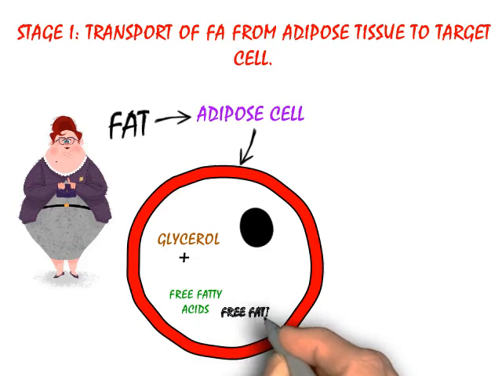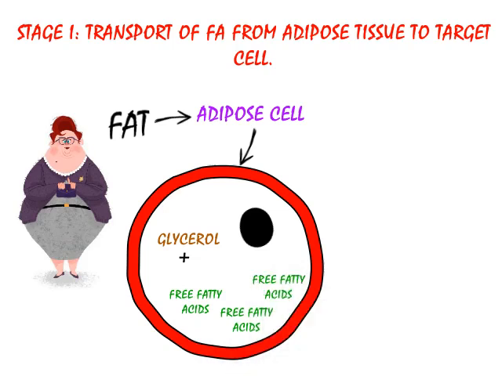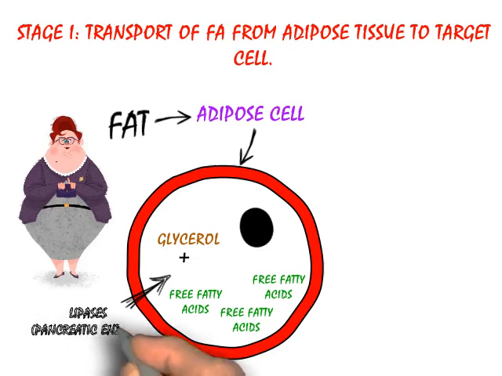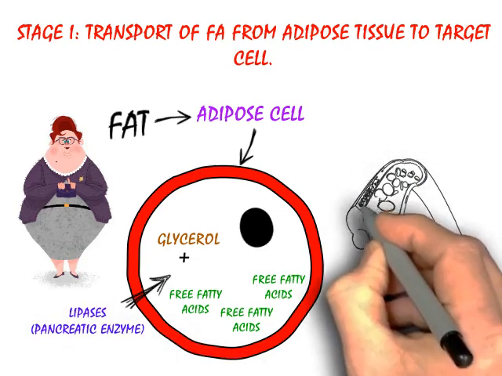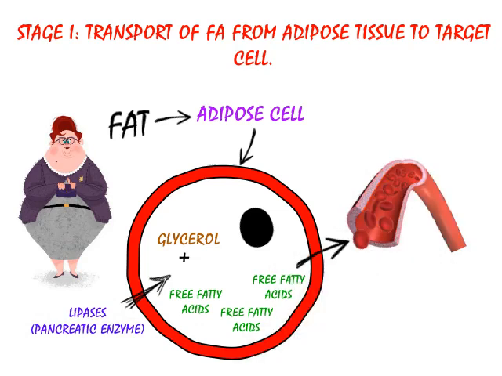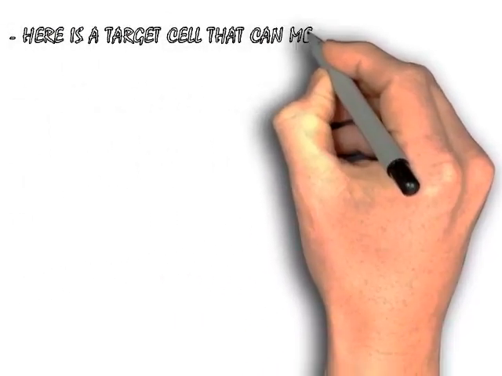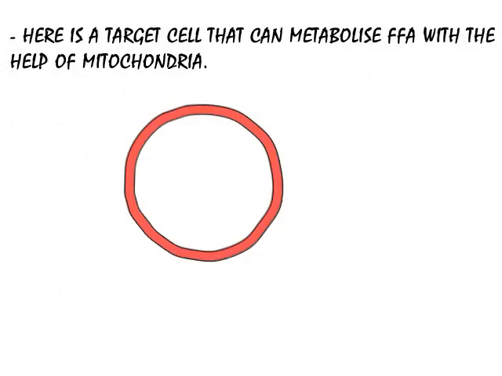Now here an enzyme comes into play, that is lipase. The lipase breaks the bond between the glycerol and the free fatty acids. So after the bond is broken, the free fatty acids move directly into the blood circulation, and from there they move into every cell of the human body that can metabolize free fatty acids. Now suppose here is a cell that can metabolize free fatty acids with the help of mitochondria.